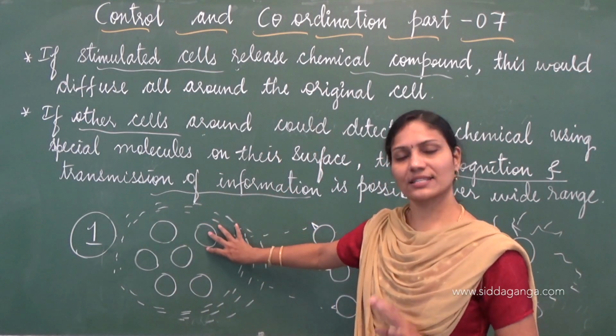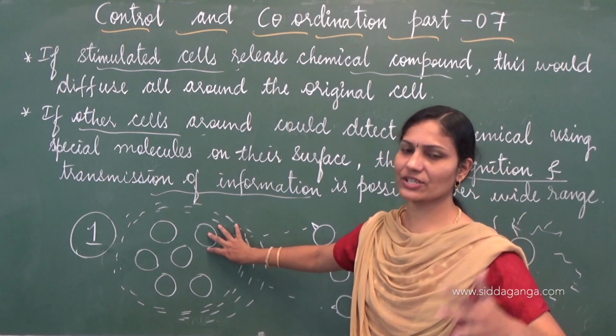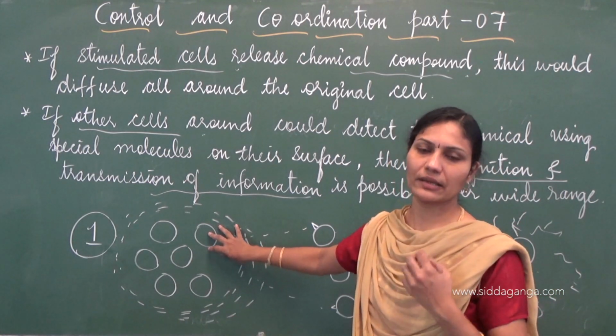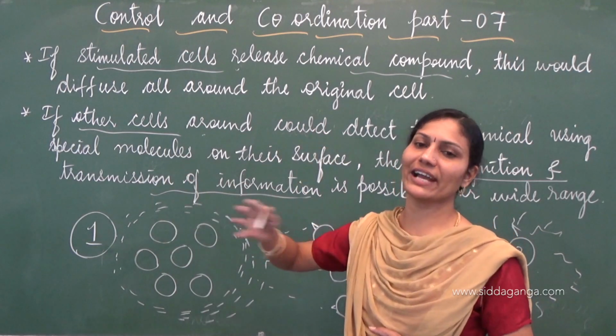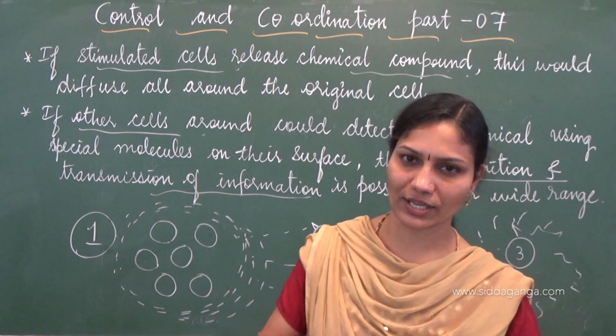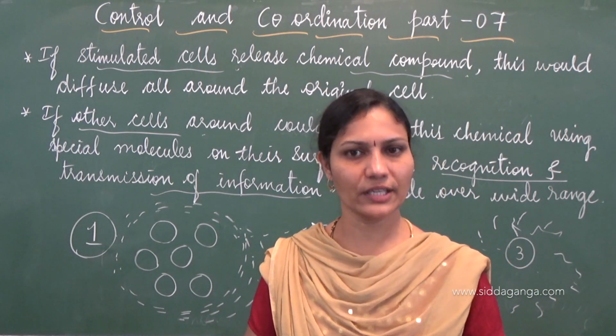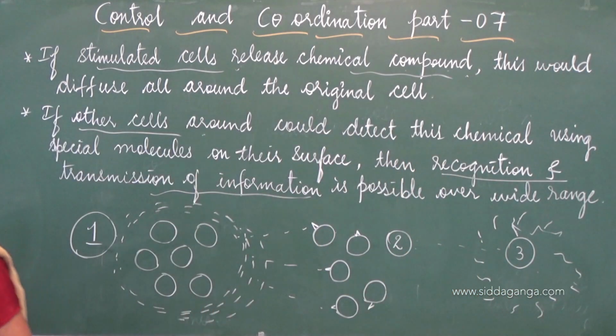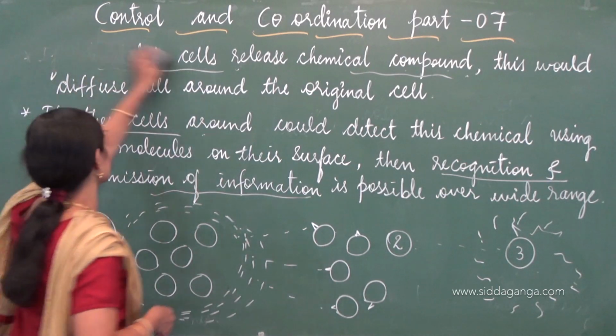Specialized cells, the stimulated cells, generate chemicals, the chemicals diffuse over a wide range, and ultimately the effect is seen in target organs. Is this clear to you? So let me write down the advantages of this chemical means of information transformation.